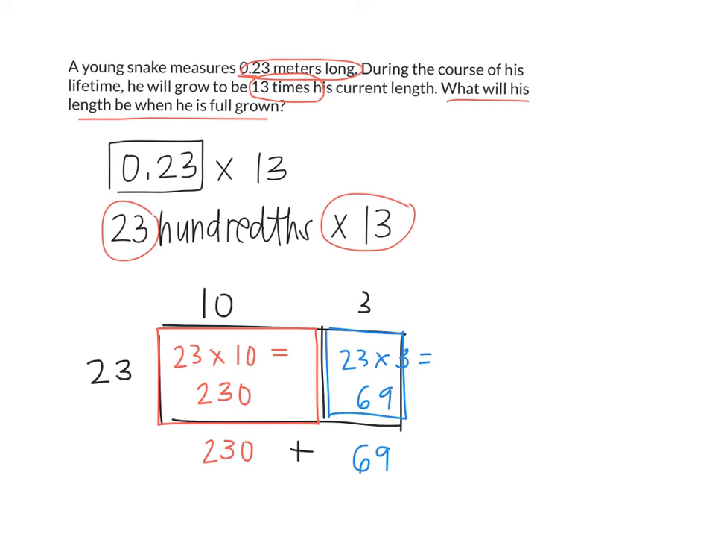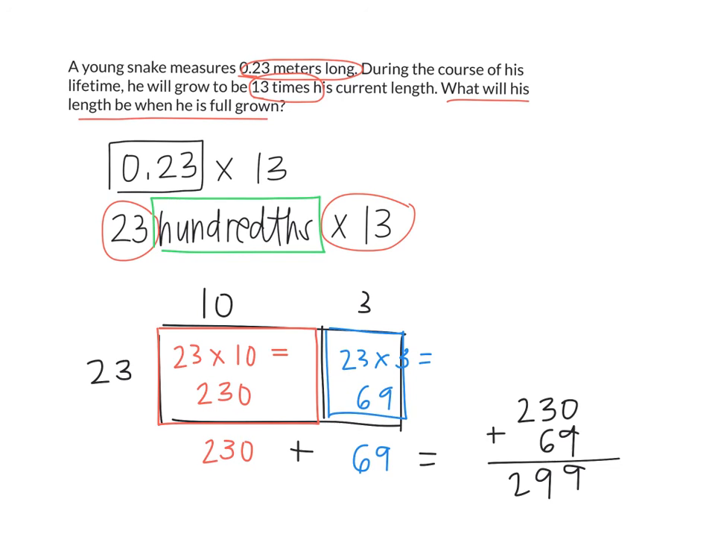And if I add up 230 plus 69, I'm going to write it in standard algorithm to add so I don't mess up the place values. I can see that the answer is 299. At this point, though, it's very easy to make a crucial, silly mistake, right? Is it 299 ones? No. We have to go back and remember it was 299 hundredths because our units were hundredths.